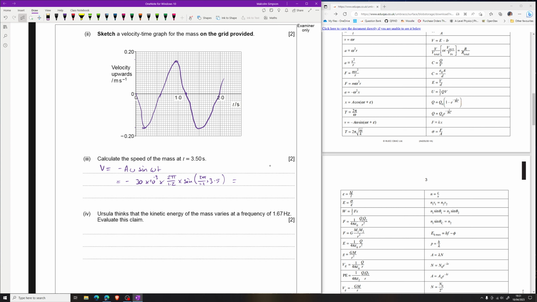Oh, my calculator app's gone to sleep. Sorry about this. Make sure, of course, when you're doing stuff like this, that you are in radians. Don't be that person.